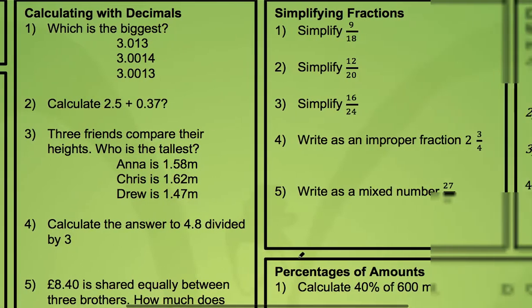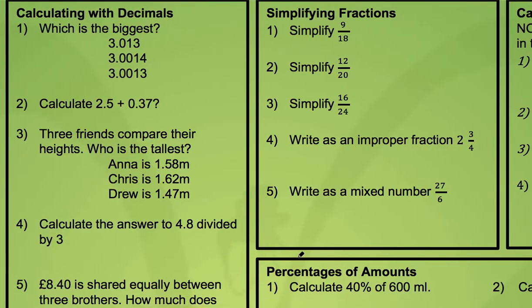Calculating with decimals, which is the biggest? So I just need to look at when there is something in each column. So anything in the tenths column will make that number bigger. There's nothing in the tenths column of any of them. Obviously in the units column they're all the same. So I'm then looking for which of these has any hundredths in it, and this one has some hundredths, so that is the biggest of them.